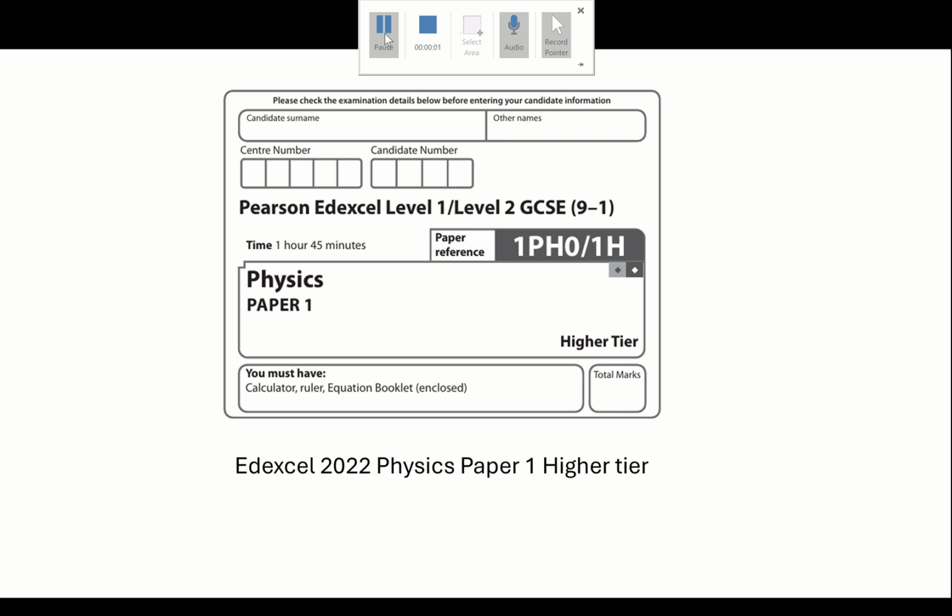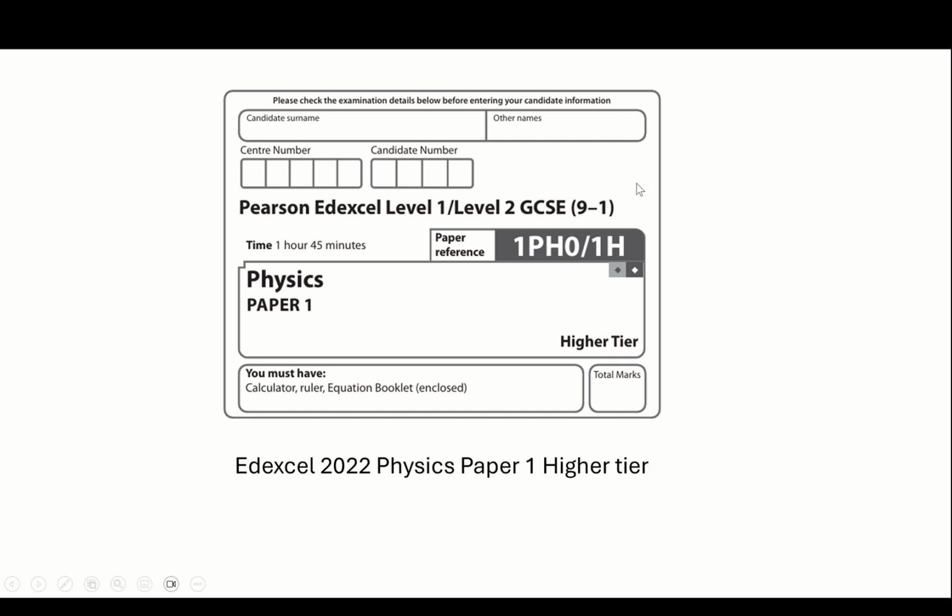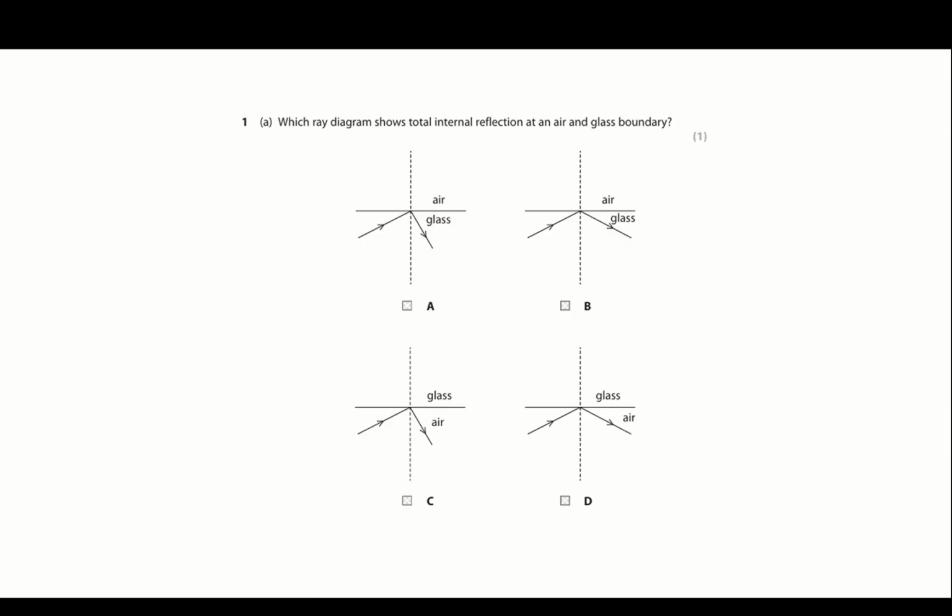Okay, so 2022 Physics Paper 1 higher tier, and this is question 1. Let's get rid of that little bar. So which ray diagram shows total internal reflection at an air and glass boundary? The important thing is to understand we have to be in the more dense medium.